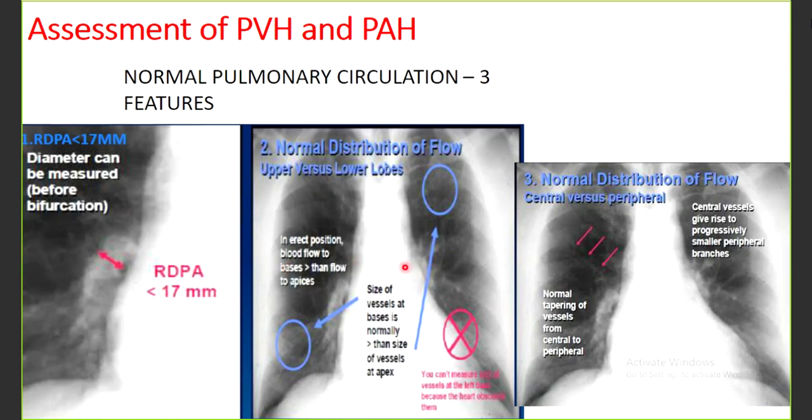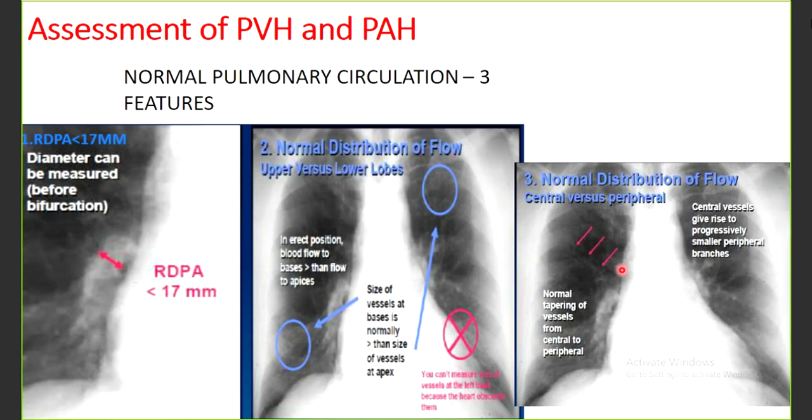And if you are looking at the PA view in erect position, the blood flow to the base of the lung is more than that of the apex of the lung. And the size of the vessels in the base is more than the size of the vessels at the apex. Now, you cannot measure the vessels at the left base because the heart covers them. So we always look for the basal vessels more or less on the right side. And on the upper part, the upper lobe veins are very, very less prominent.